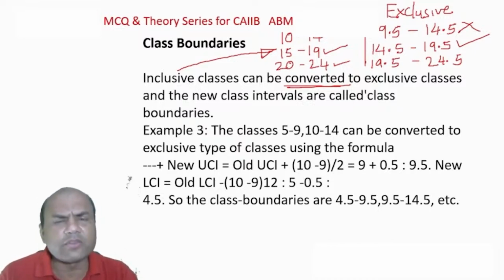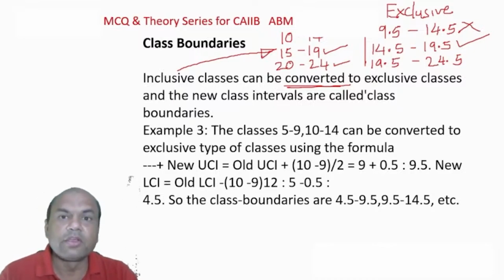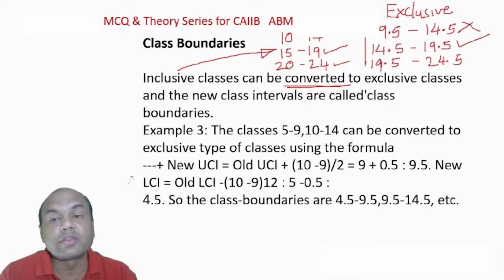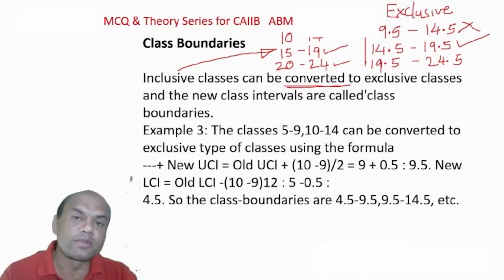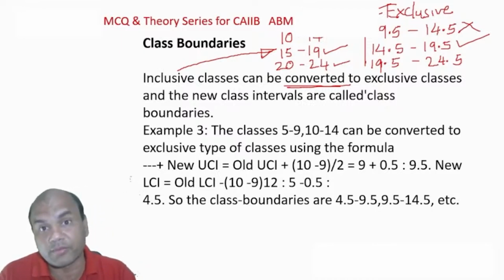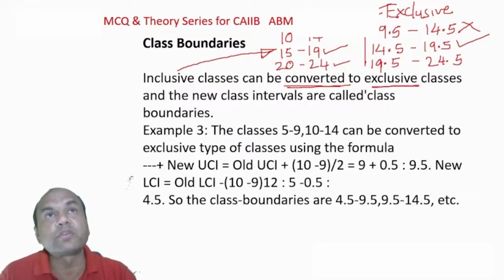In your CAIIB, generally we follow that any number which is on the boundary will always be included in the next class. Means 14.5, I'll be including it over here. 19.5, I'll be including it over here. So that is the meaning of exclusive and inclusive. While solving any numerical, this is the important distinction. We never use an inclusive class while solving numericals. Never ever. We always use exclusive. Even if you have an inclusive class, you have to convert it to exclusive. Remember.